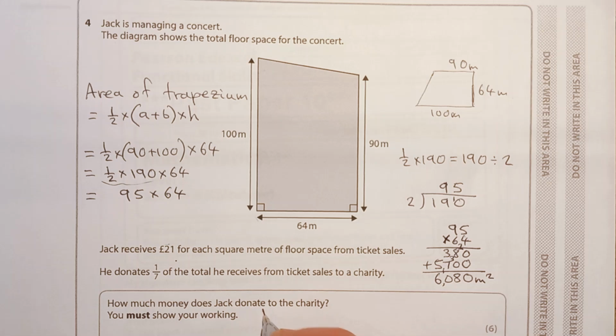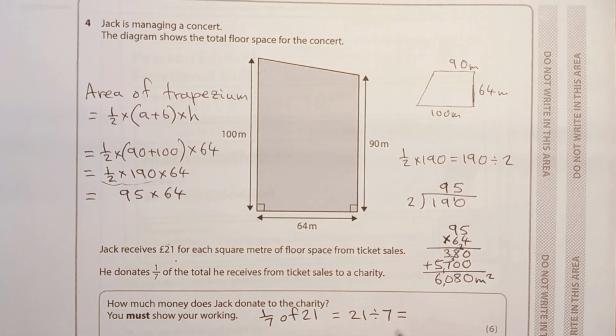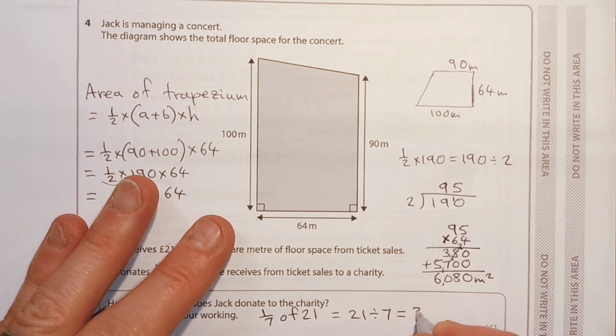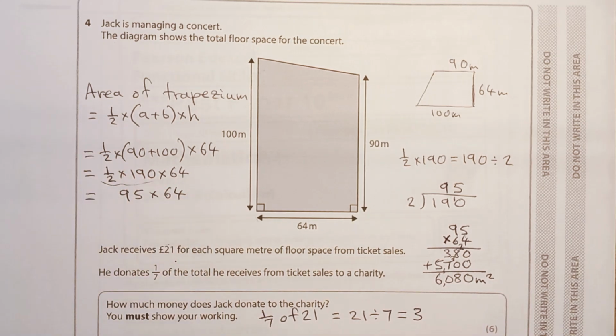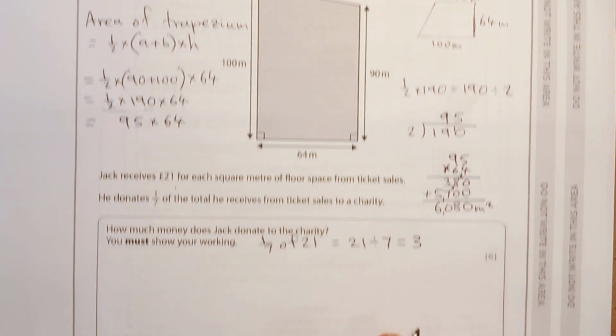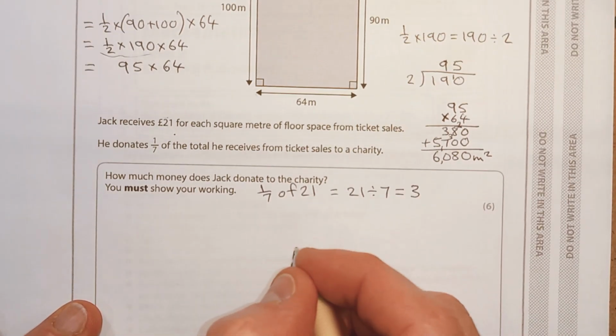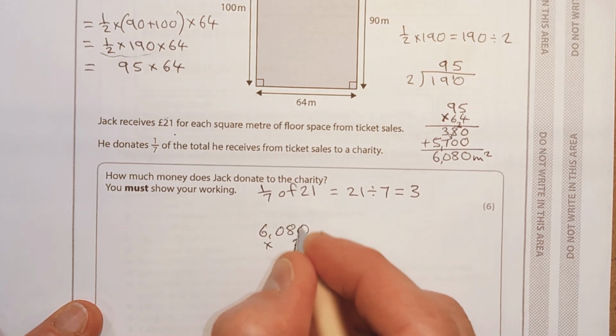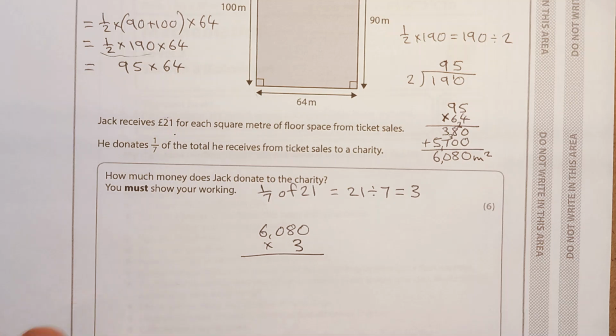So actually we can work out 1/7 of 21, or in other words, 21 divided by 7. So 7, 14, 21. That's 3. So he's only going to donate £3 for each metre squared. So that means that we just have to do 3 times 6,080, which is going to make life a bit easier for us.